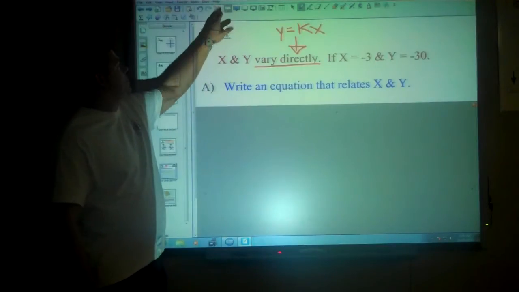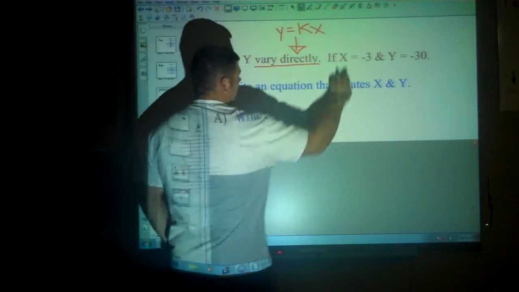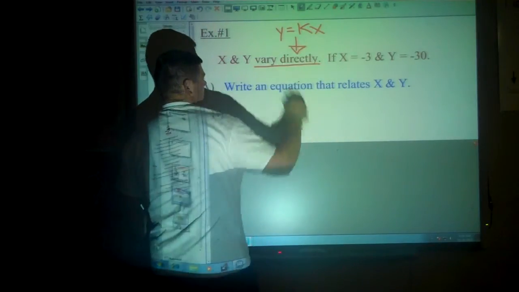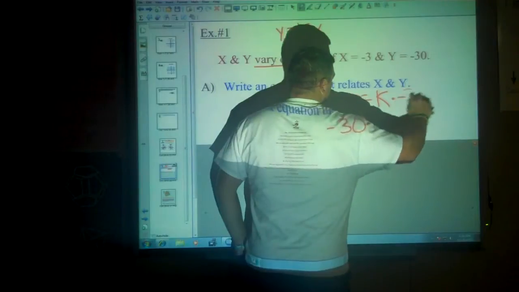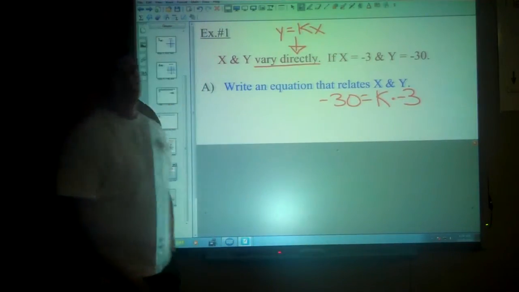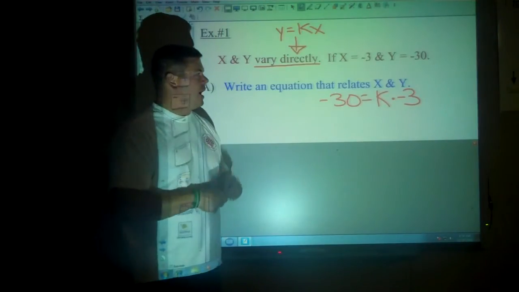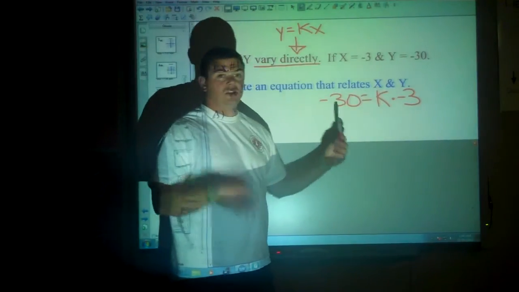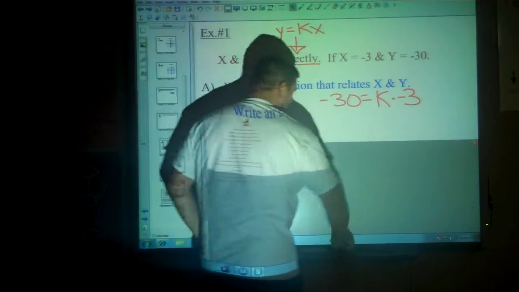What usually happens is people will put those values in and then just stop. So they go, well, okay, I know that x is negative 3, and I know that y is negative 30, but I don't know the constant. And they stop right there. And then I have to mark it wrong because they haven't written an equation that relates them yet, because they don't even know what the constant is that is actually doing the relating. What's the connection? You should be able to solve.